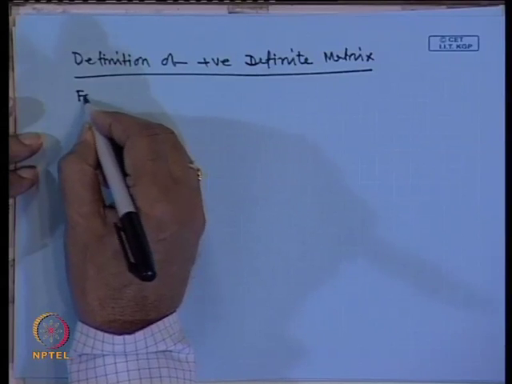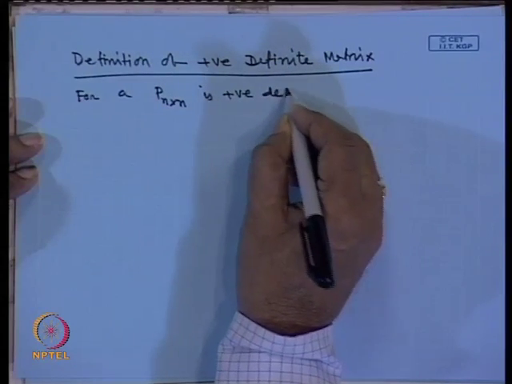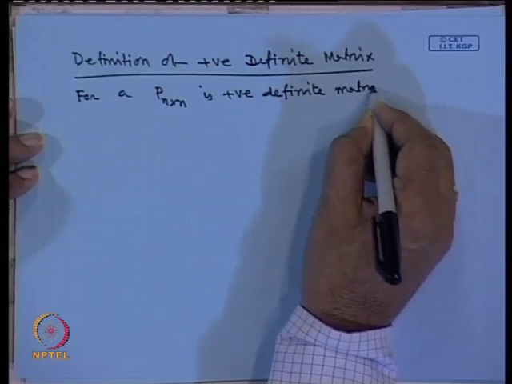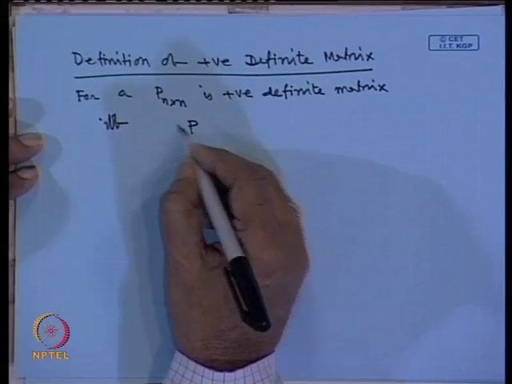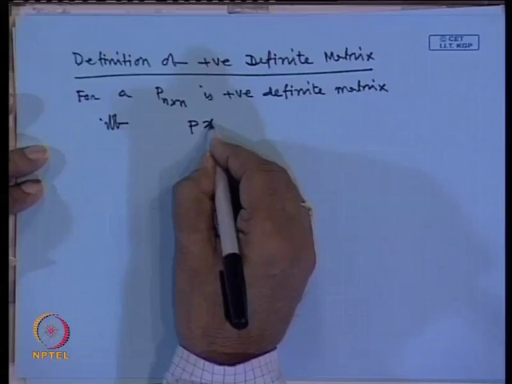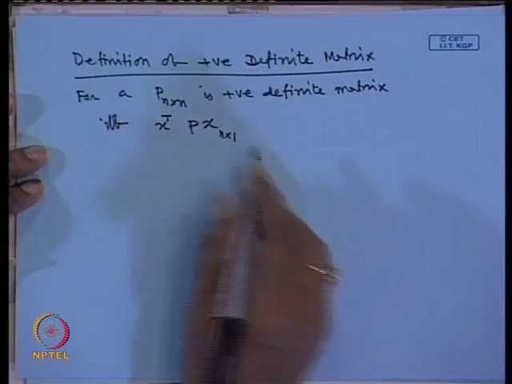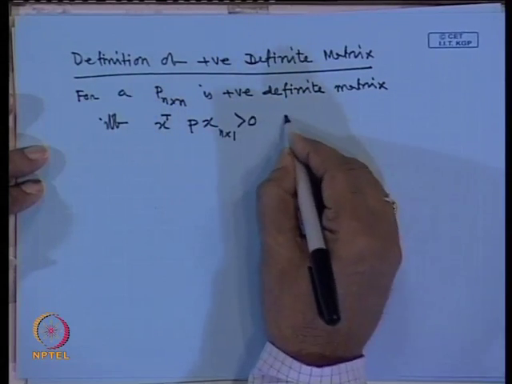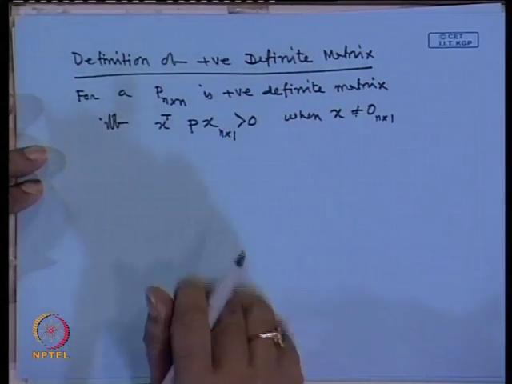Let us say P, which is an n cross n matrix, is a positive definite matrix if and only if, whether P is a symmetric or non-symmetric matrix, you pre multiply it by a row vector and post multiply it by a column vector of the same vector x. If this quantity is greater than 0 when x is not equal to the null vector, then we will call the matrix positive definite.